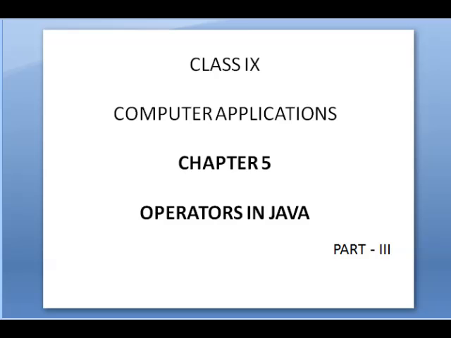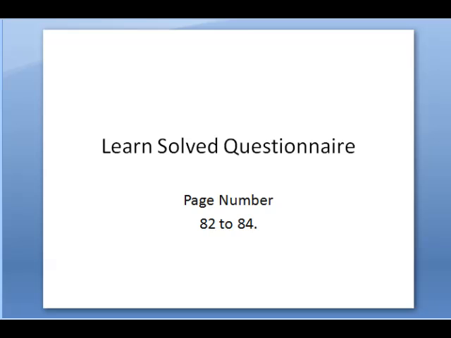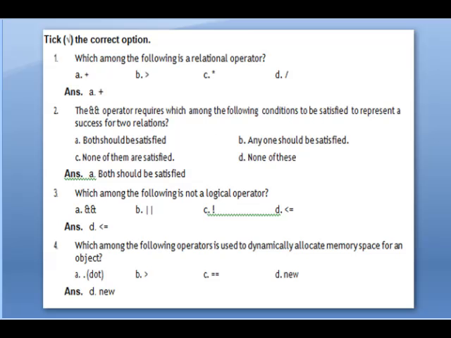Students, this is the third part of chapter 5, operators in Java. Here we are going to see the question answers of chapter number 5 exercises. Students, you have to learn all the solved question answers from page number 82 to 84. Now in your book, take page number 84. Tick the correct answer, correct option.